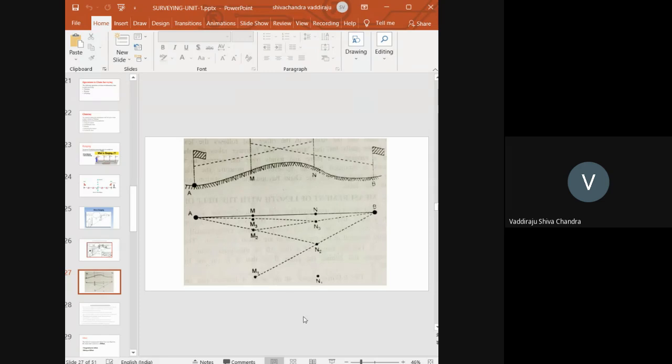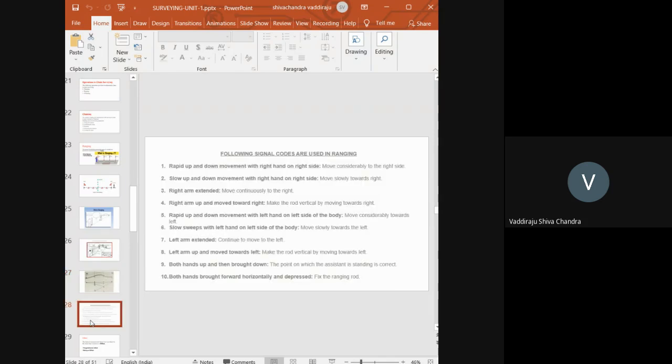And all these instructions should be given only through signals, not through mouth. If you are using your right hand to give an instruction, it is an indication that the opposite person should move to your right hand side. If you are using your left hand and giving the signal, it means that the other person should move towards your left hand side. Like that, there are several instructions which I'll tell you in the field itself, such as moving rapidly, moving slowly, etc.